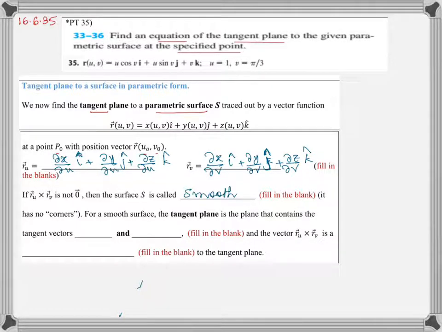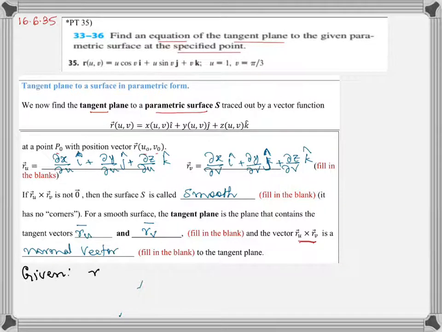If r_u cross r_v is not 0, then the surface S is called a smooth surface, meaning it has no corners. For a smooth surface, the tangent plane is the plane that contains the tangent vectors r_u and r_v. And the vector r_u cross r_v is a normal vector to the tangent plane. So if we know the normal vector and the point through which the tangent plane is drawn, it's easy to find the equation of the plane.